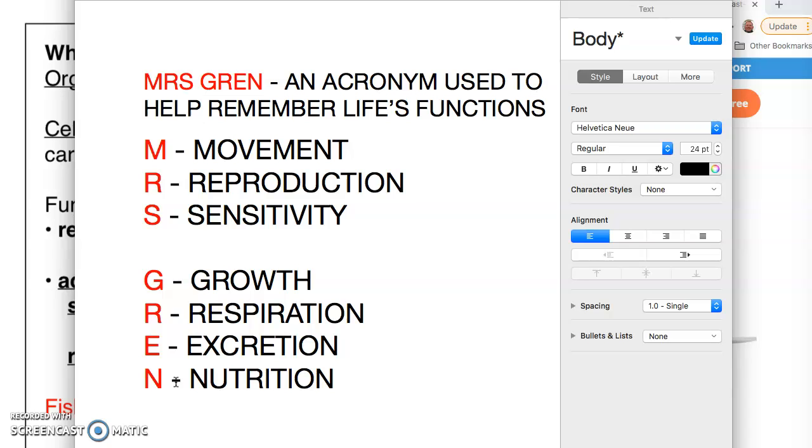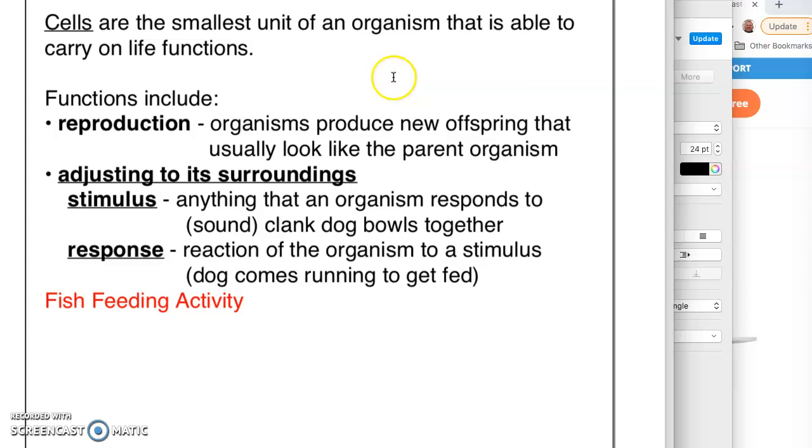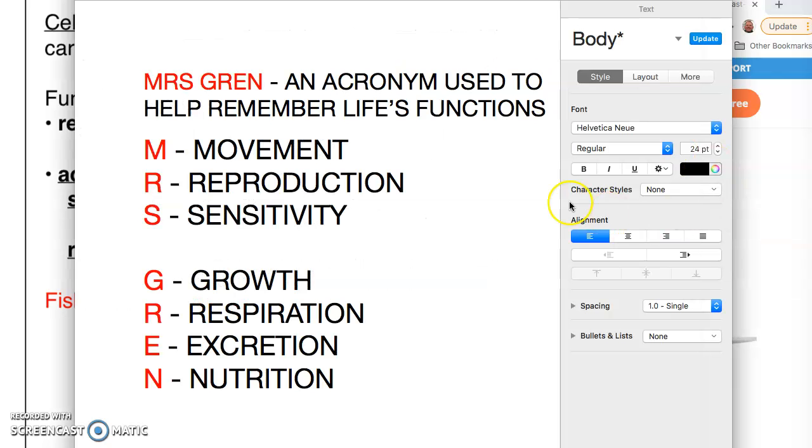So today you watched an Amoeba Sisters video on characteristics of life. You learned about Mrs. Gren's. I went through some of the notes about what makes things living, and you were writing some notes in your Jeffers journal about Mrs. Gren.